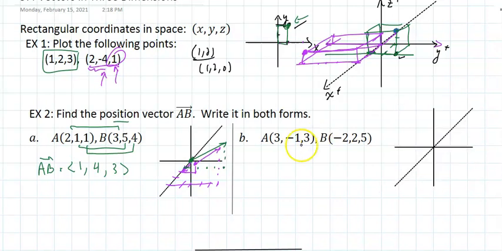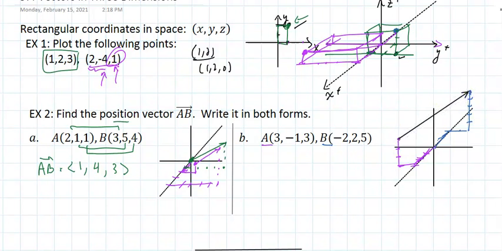So again, here we have the initial point A at 3, negative 1, 3. You're right there. And it will be easier to see if you actually put the following units on it. Then you can see really how that works. And the second point, B, is at negative 2 in x. So we go backwards, 2 to the right. So 2, 2, and 5 up. 1, 2, 3, 4, 5. So this vector really looks like this.